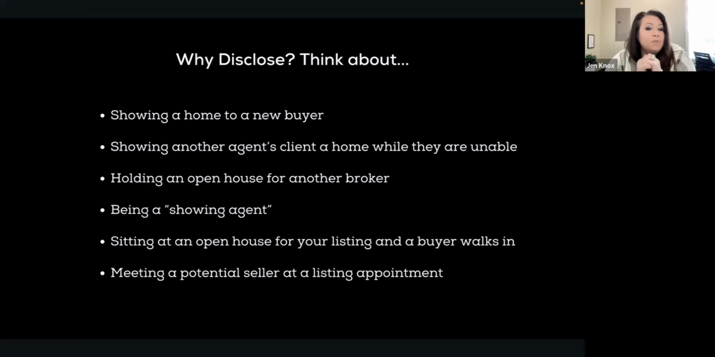We'll want to think about this when we're showing another agent's listing, if we're showing another agent's client to a home, if we're holding an open house for another broker, if we're just being a showing agent, maybe sitting at an open house for your own listing and having a buyer walk in, or meeting a potential seller at a listing appointment. All of these situations put us into a different window when it comes to who we represent and those duties that we have for that person.